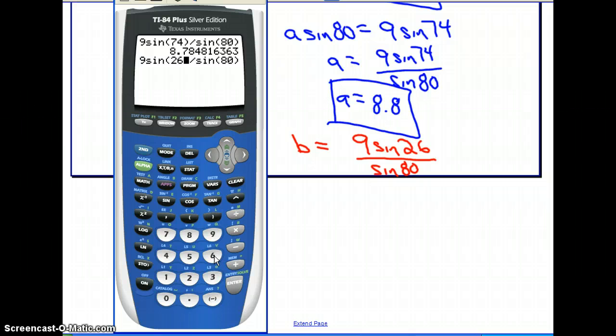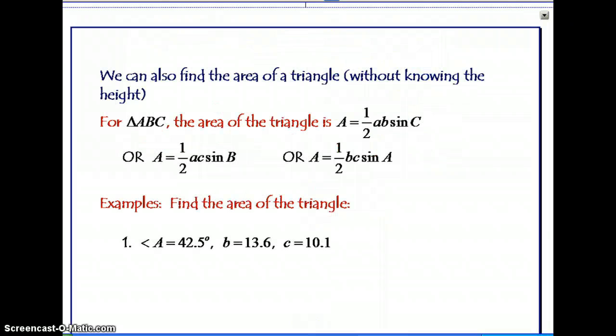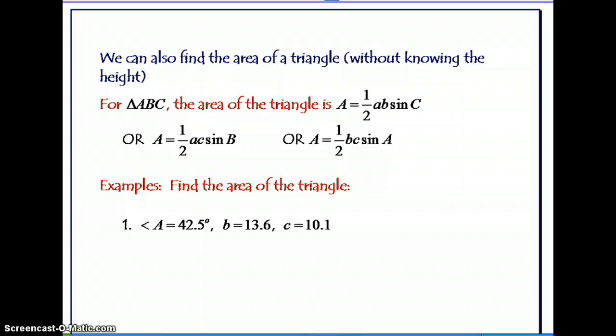And again, B is by far the smallest angle, so side B should be the smallest side. And I come up with 4.0 if I round it. Put that away. And side B equals 4.0. So what a nice, easy way to solve triangles using the law of sines. All right, that was a review. You've done that before.